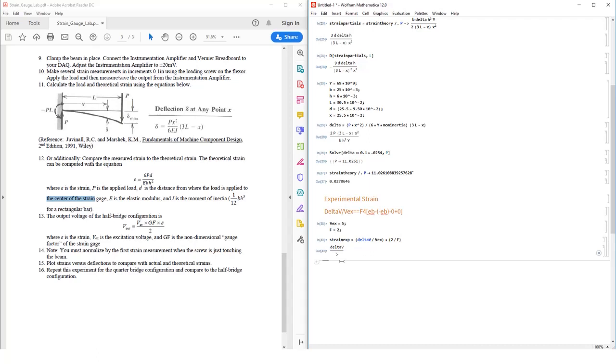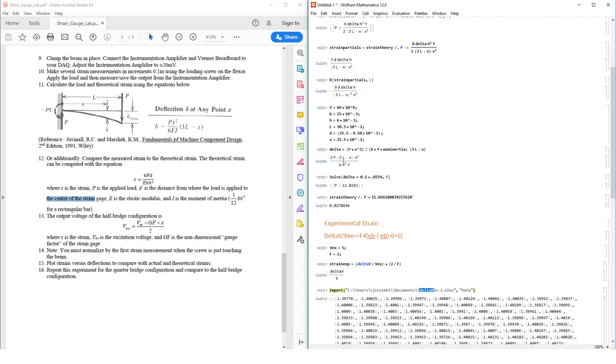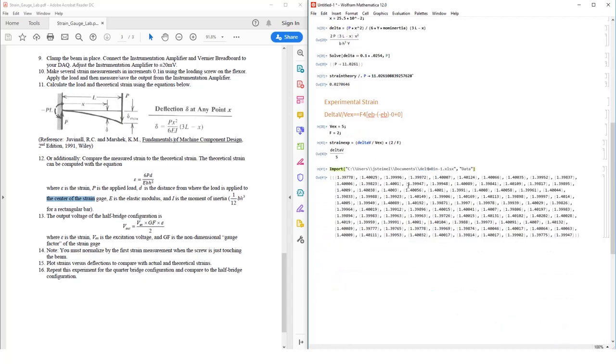That's it. So how do we measure this delta V? Well, that's where we have to look at our data. So I'm going to bring in the data set here. And this is the data from delta of 0 inches. That's how you kind of read this data. So the delta of 0 inches, so when we didn't apply any deflection, this was the resulting voltages in millivolts.